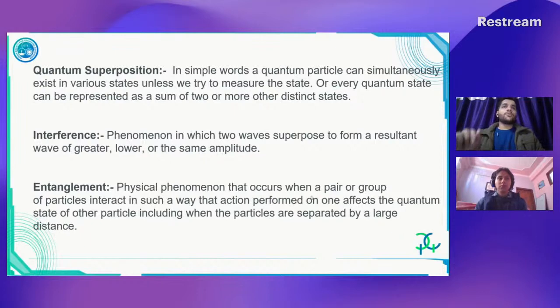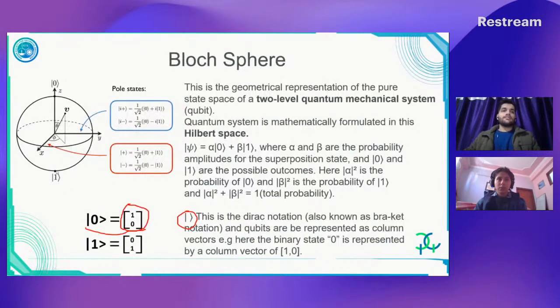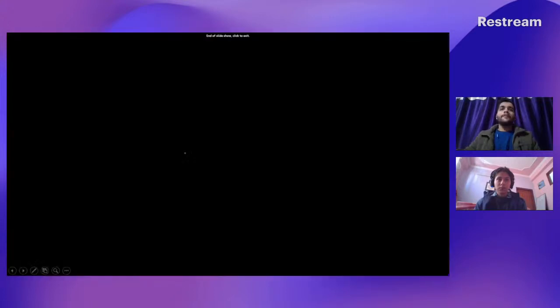So for the quantum superposition, I have given here two definitions. One is that it can simultaneously exist in various states. I have told this before. And the other one is that it can be represented by the sum of two or more distinct states. Like this. Yes, it is the superposition.